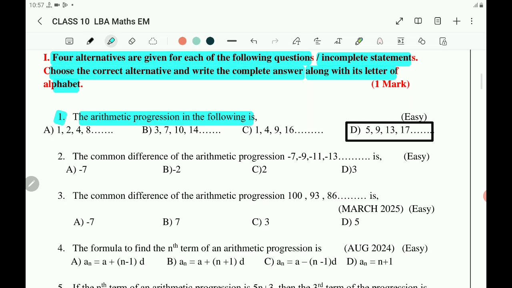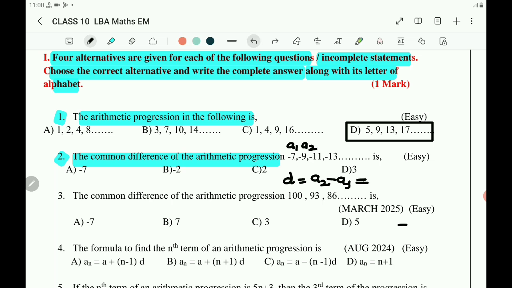Next you take the second question. The common difference of the following arithmetic progression: minus 7, minus 9, minus 11, minus 13. It is given that minus 7, minus 9, minus 11, minus 13 is an AP. So if it is an AP you can use only the first term and second term. First term is minus 7, second term is minus 9. So what is D? D means common difference. D is equal to second term minus first term, A2 minus A1.